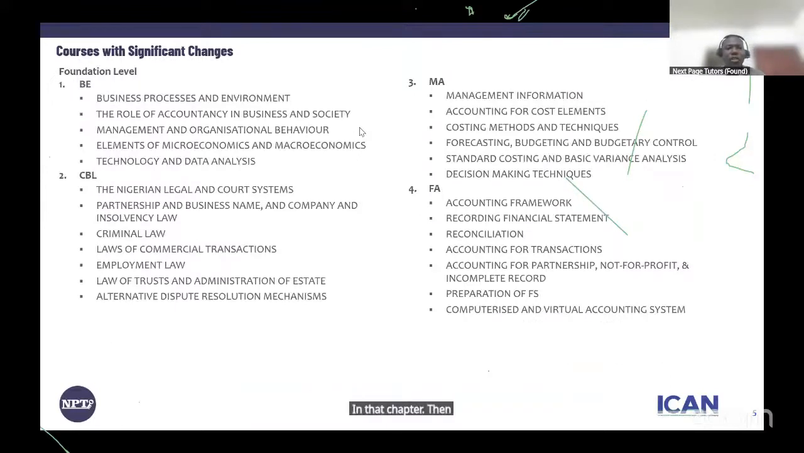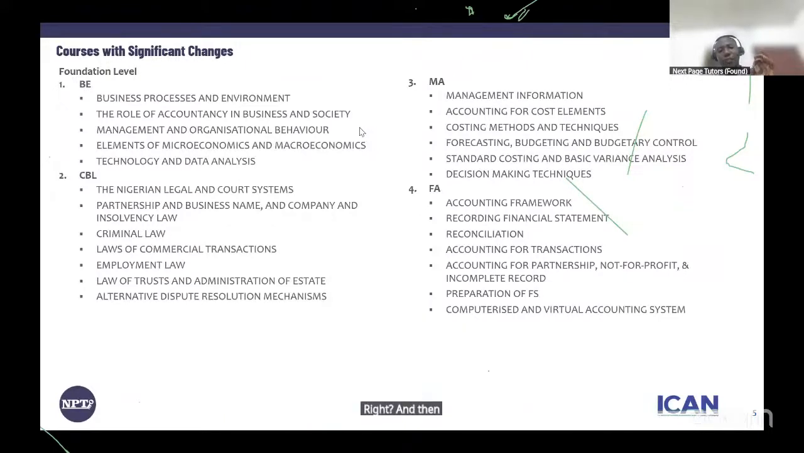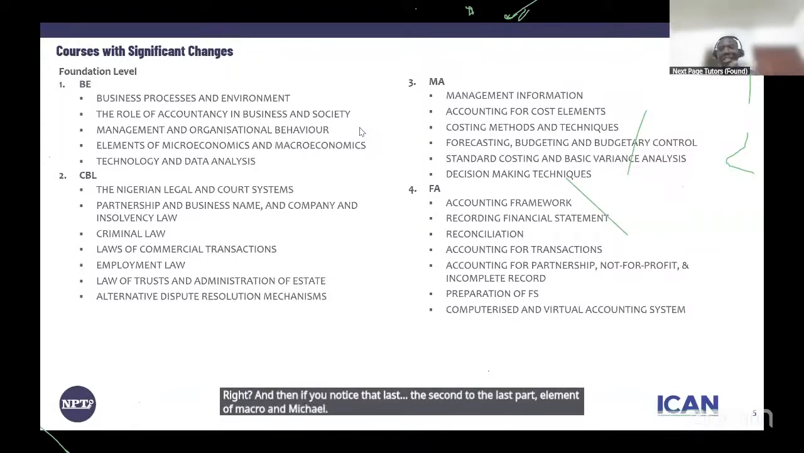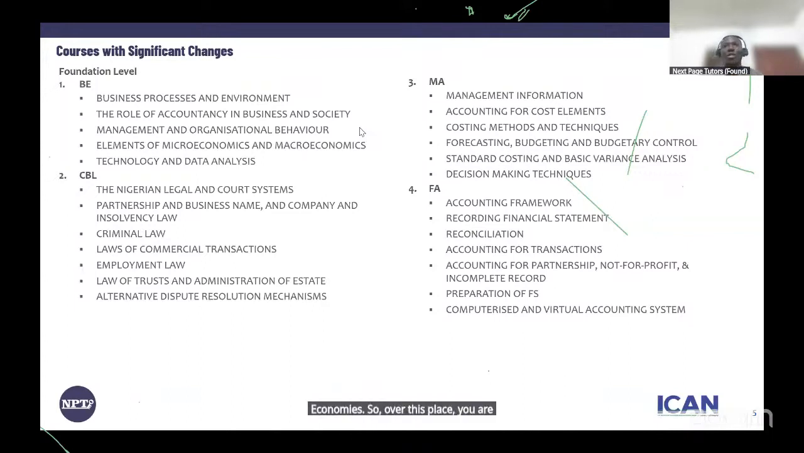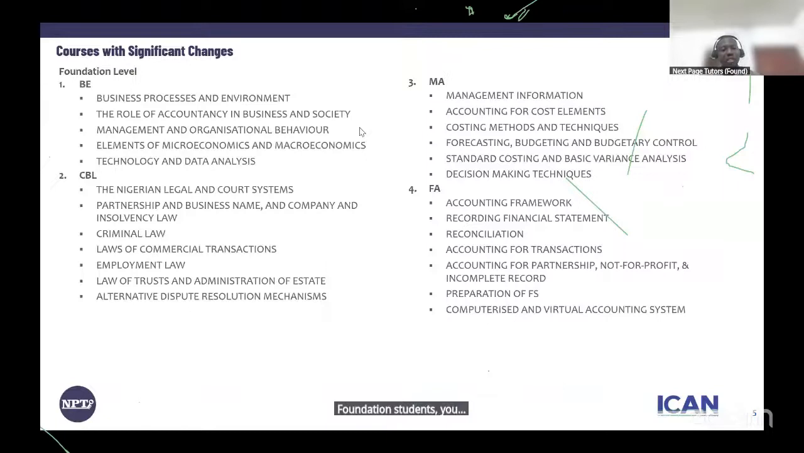Then at foundation level, BE, as I said before, this is entirely new, right? So we have business processes and environment, the role of accountancy in business and society. And if you notice the second to the last part, elements of macro and micro economics, over this place they discuss national income accounting. In fact, BE is a very interesting topic, guys. Foundation students, you will enjoy business environment. It's very interesting, to be sincere.